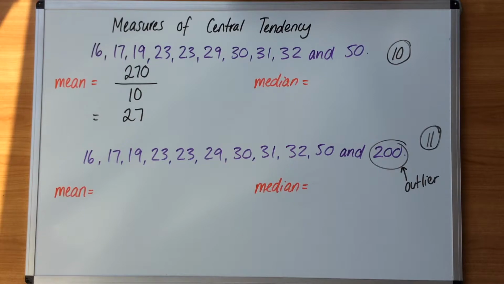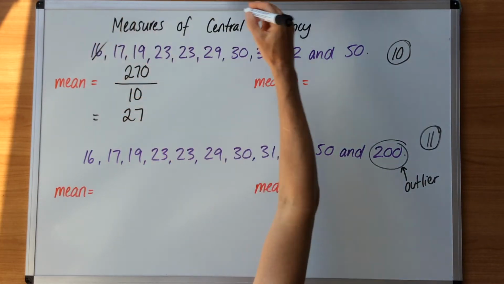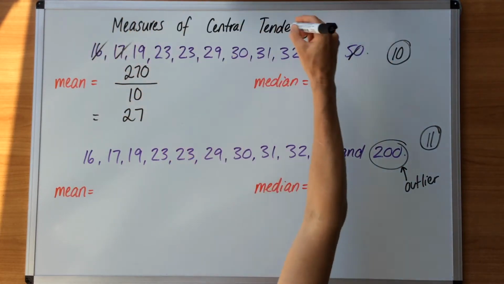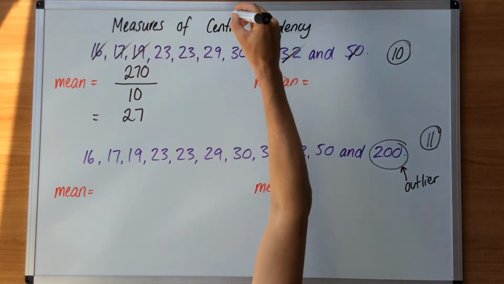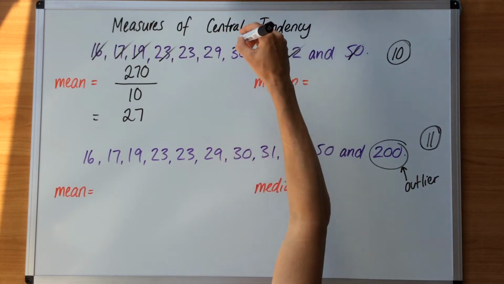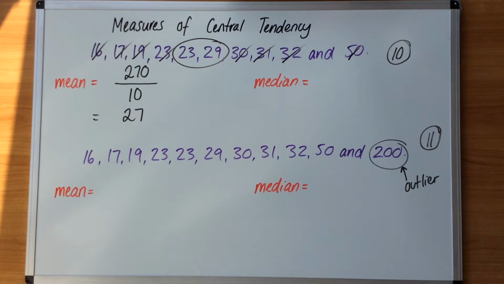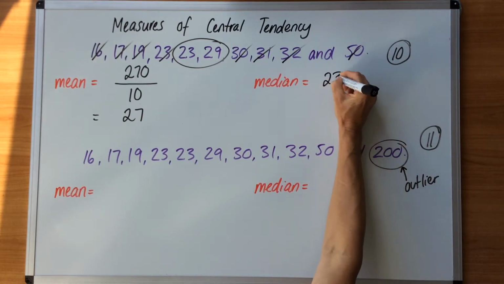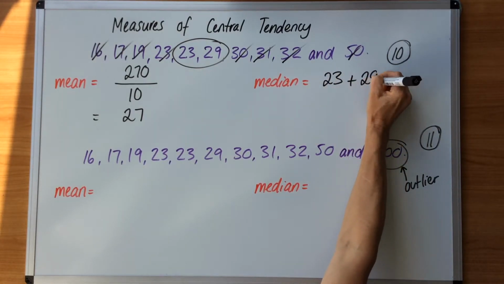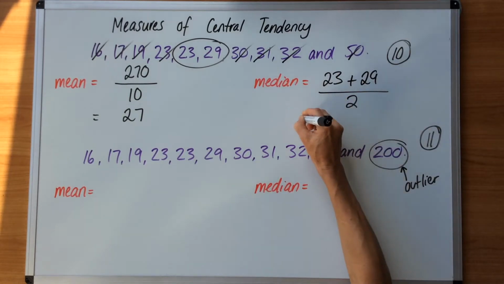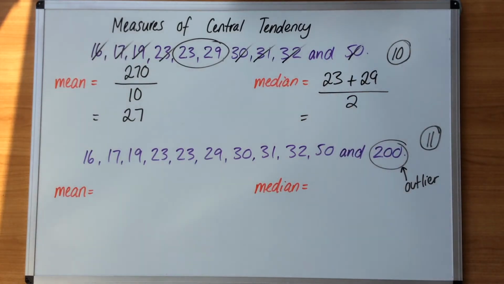The next one I have to do is calculate the median. That is the middle score. So I've got to strike off at both ends and arrive at the middle number. Now, there's two middle numbers there, so I've got to add those together and divide it by 2 because that is the average, and I'm going to get 26.